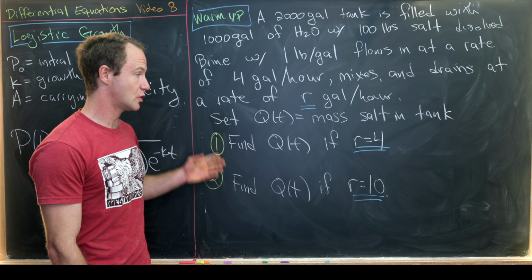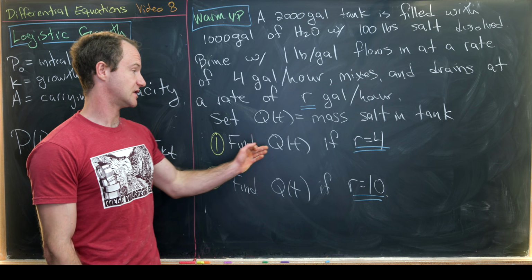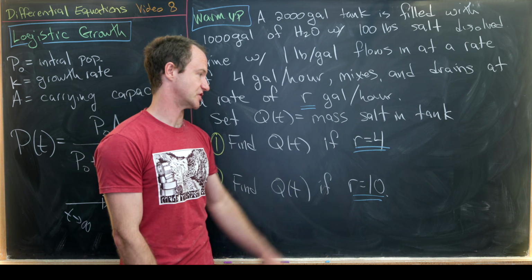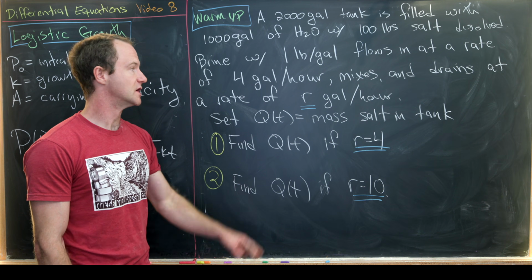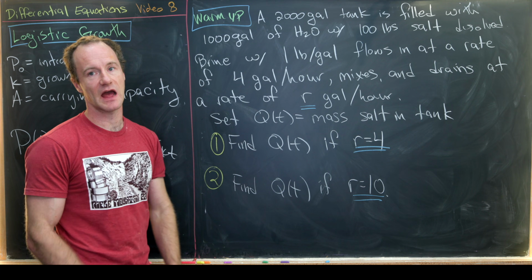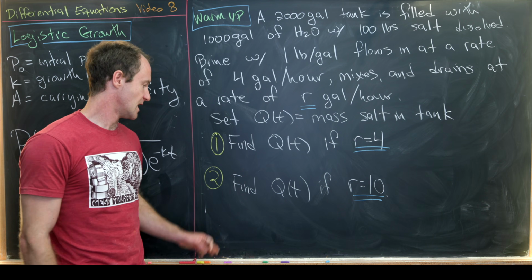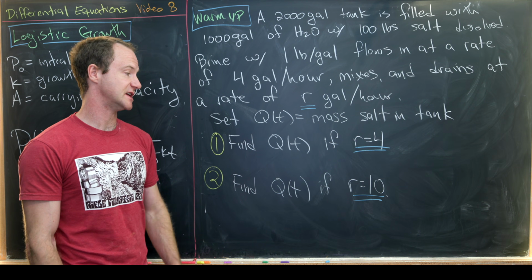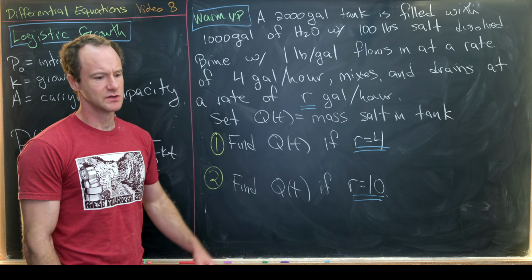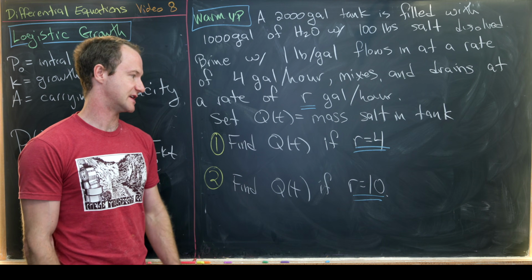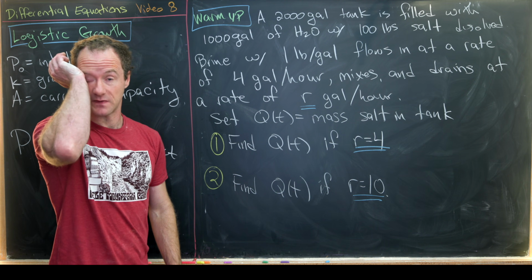And then there are two questions to answer. Find Q of t using differential equations if R equals 4. So in other words, the inflow rate and the outflow rate are the same. And then next, find Q of t if R equals 10. So that means you're gaining volume in the tank every hour. Okay, that's a good place to stop.